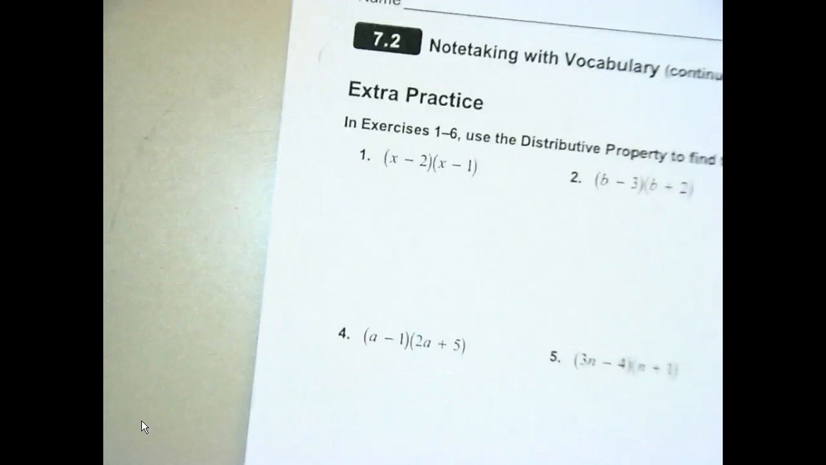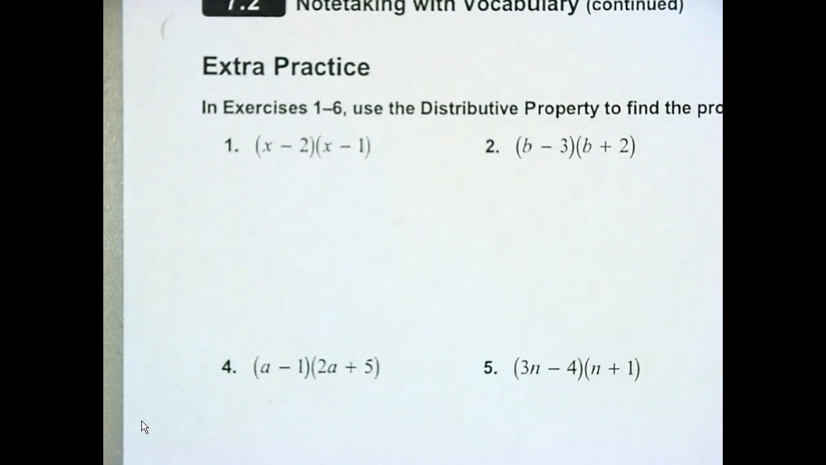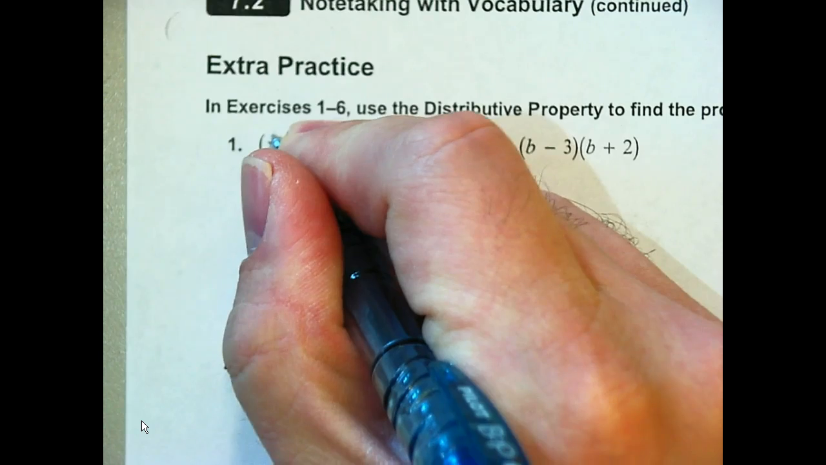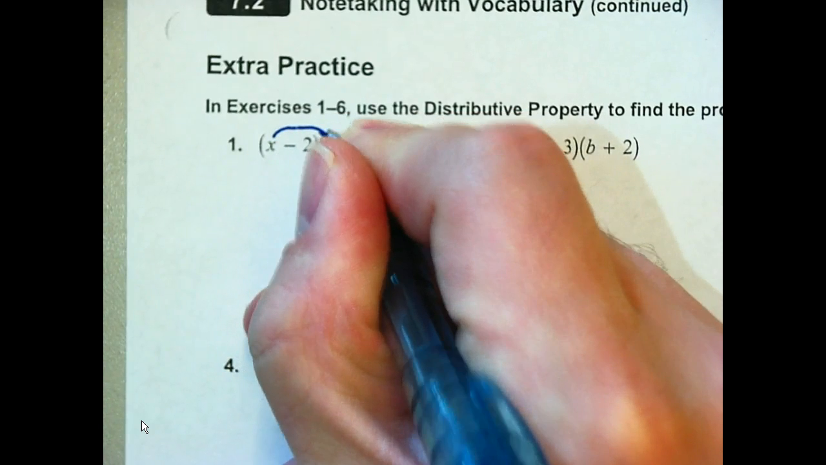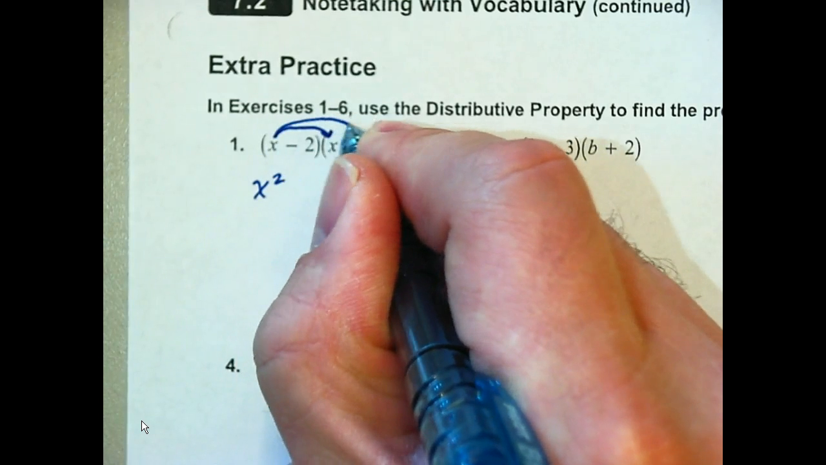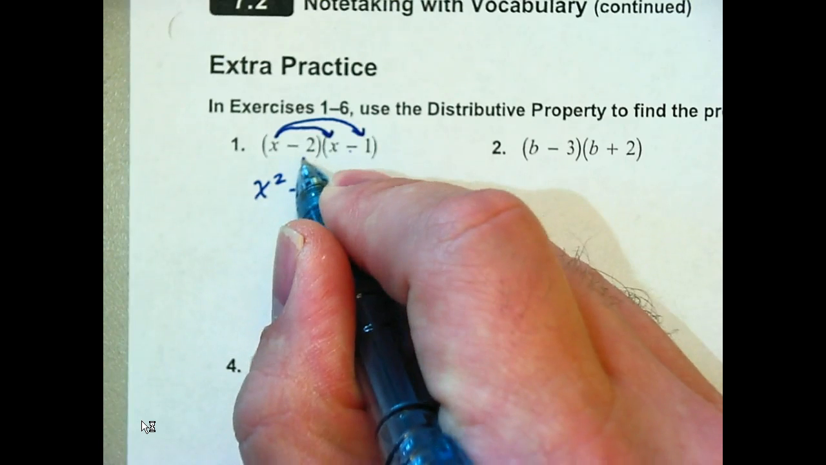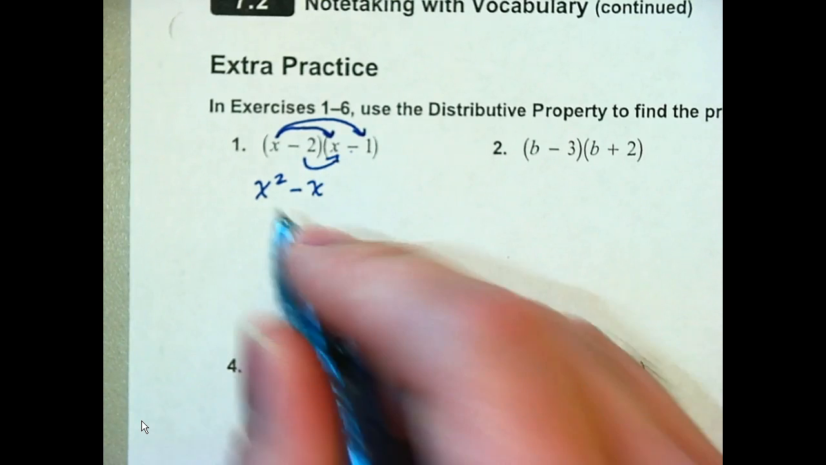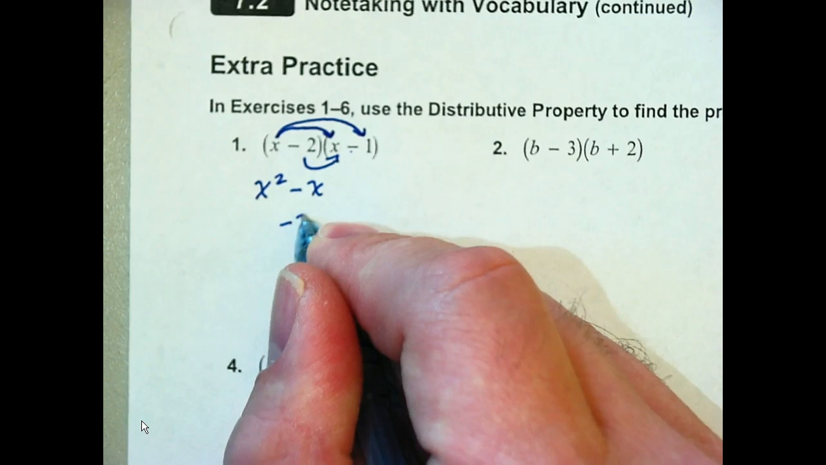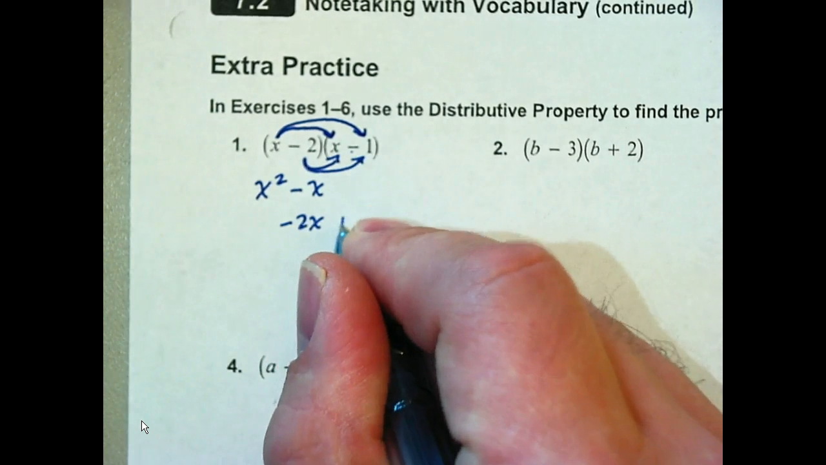So if you look at page 212 in the student journal, I would use the same process. I'd say, take this term, x, and multiply it by x to get x squared. Take x and multiply it by -1 to get negative x. Take -2 and multiply it by x to get negative 2x. And then take -2 and multiply it by -1 to get positive 2.